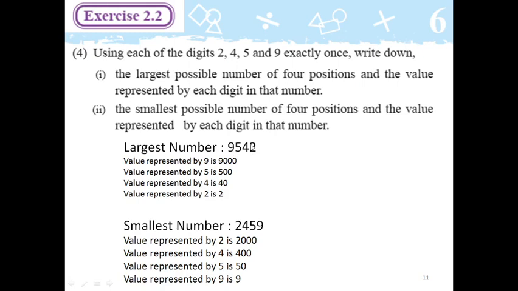So if we start from here, from the right to left, the 2 is in ones place. So the value is 2. 4 is in tens place. The value is 4 into 10, 40. 5 is in hundreds place. 5 into 100 equal 500. 9 is in thousands. 9 into 1000 is 9000. That's how we write the value corresponding to each digit. Okay, you can write this for the smallest number as well and you can check the answers.